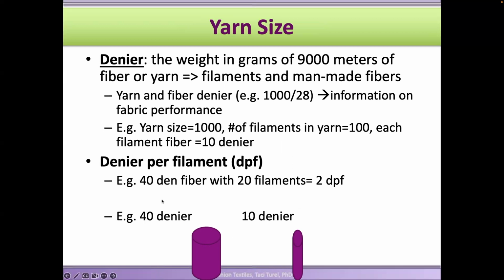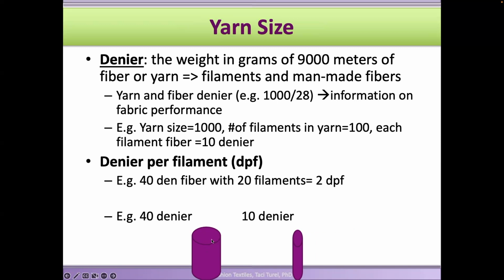Another thing you should know is, let's say we're talking about 40 deniers versus 10 deniers. Again, 40 denier is going to be a thicker yarn, a coarser yarn, because in this system, when the number is higher, it's a coarser yarn. When the number is lower, it's a finer yarn.